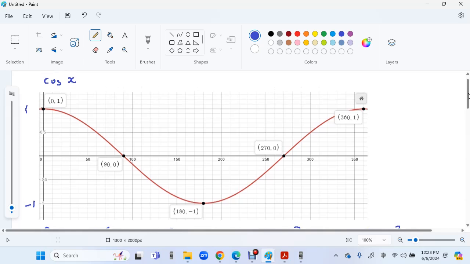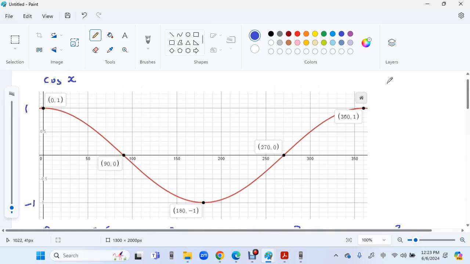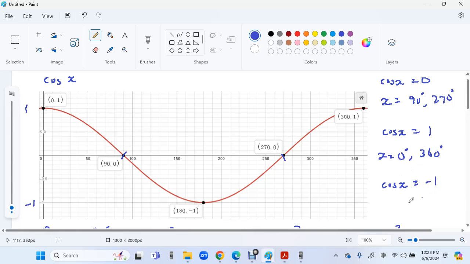If we have cos x equal to 0, we have two solutions. Then x will be 90 degrees and 270 degrees. If we have cos x equal to 1, then x will be 0 degrees and 360 degrees. And if we have cos x equal to -1, then x will be 180 degrees.